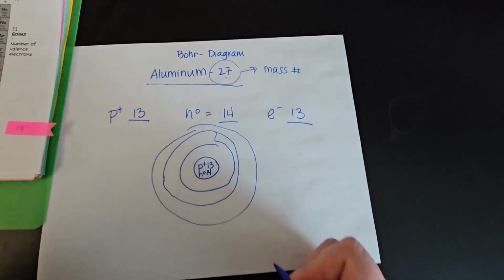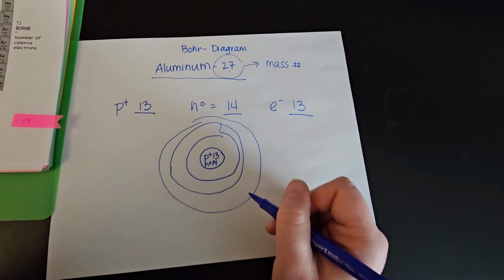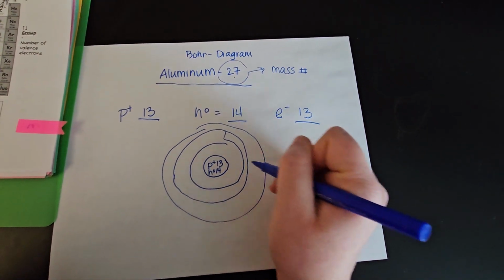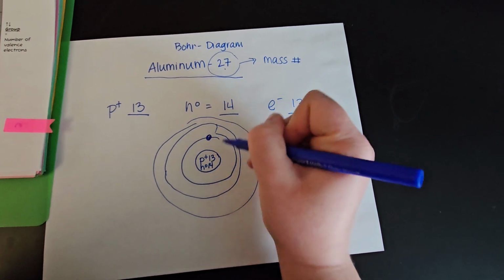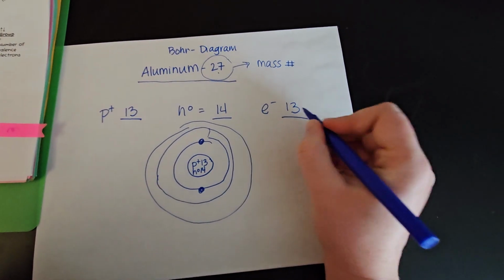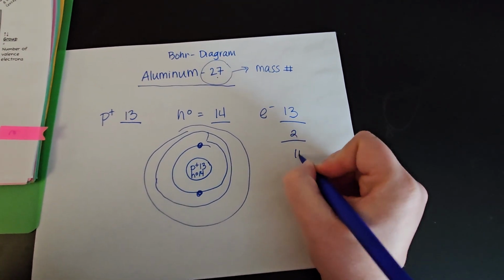Okay. So the number of electrons is going to be the same as the number of protons, so we have 13. And we're going to start filling in our electrons from the inside, working out. On our first shell, we can only fit 2 electrons. So we started with 13, we've used 2, now we have 11.